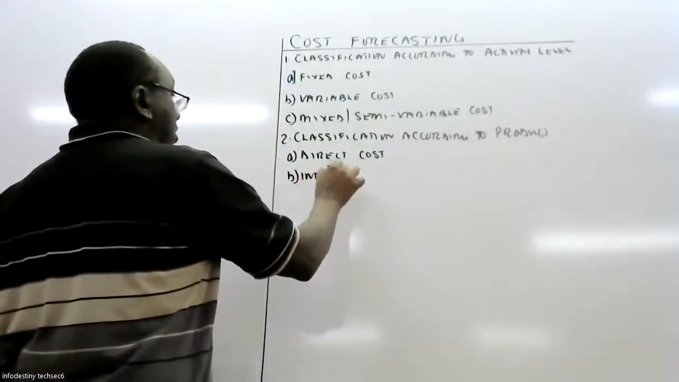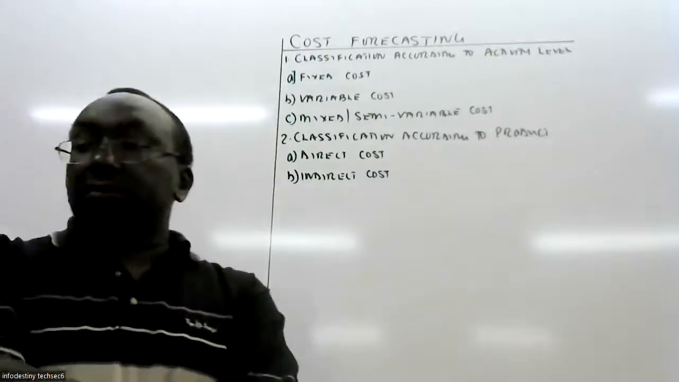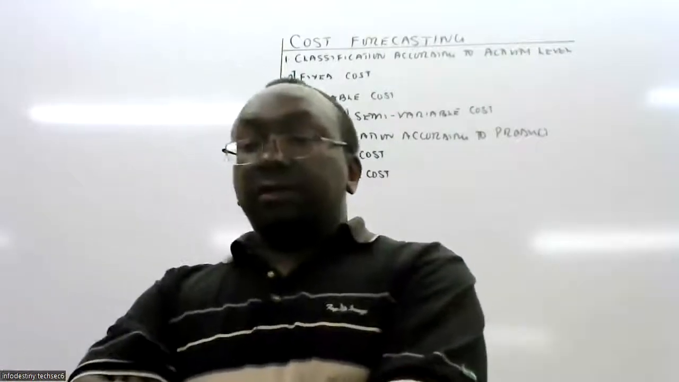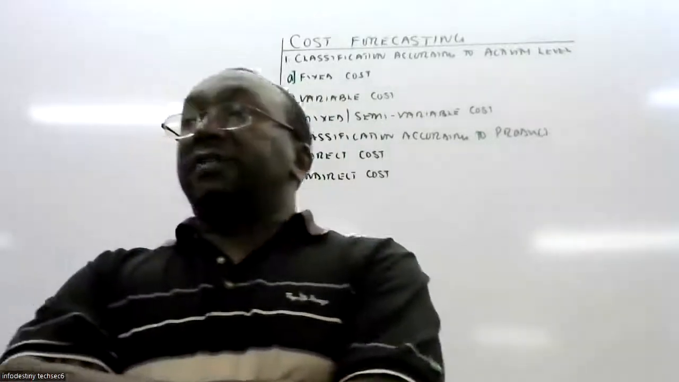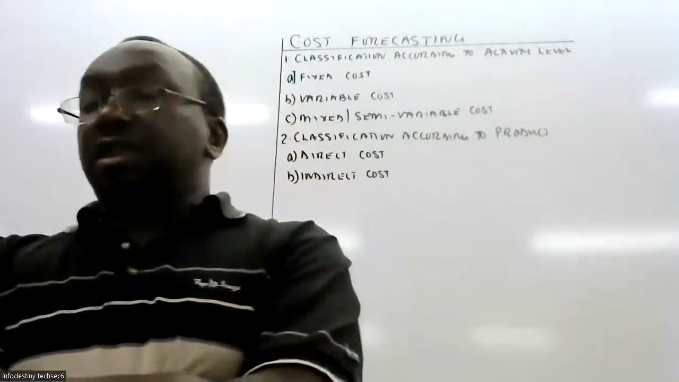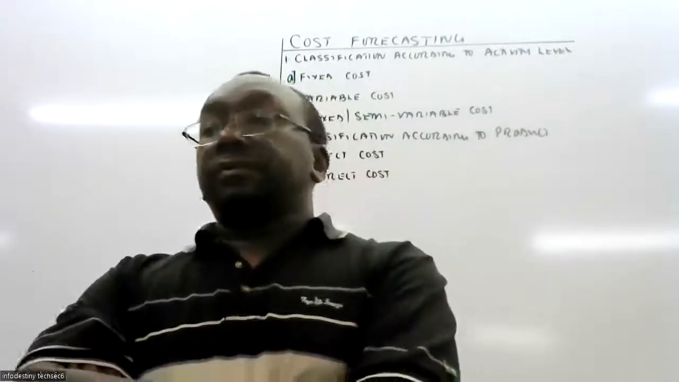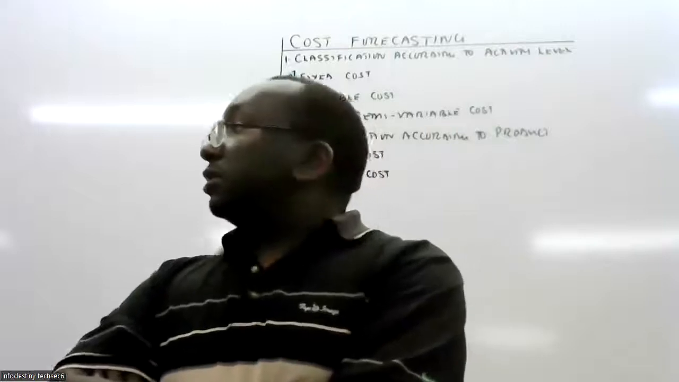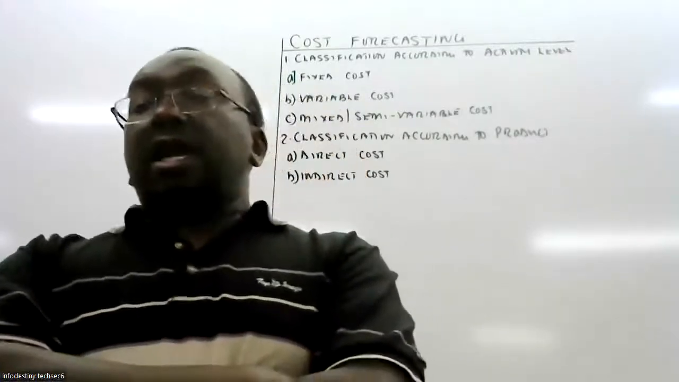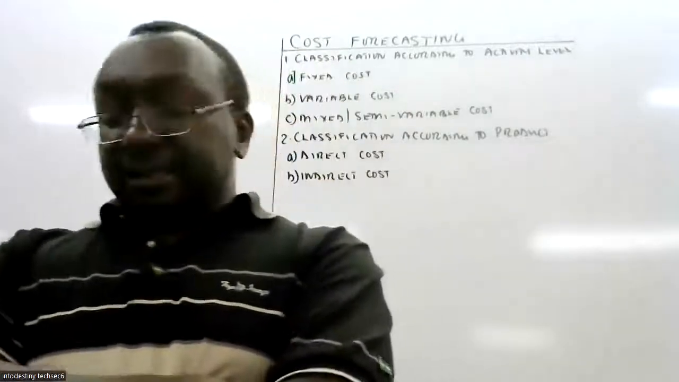B, we have indirect costs. We write that this is cost which cannot be clearly identified with the product. Most of these costs are fixed and are together known as overheads.